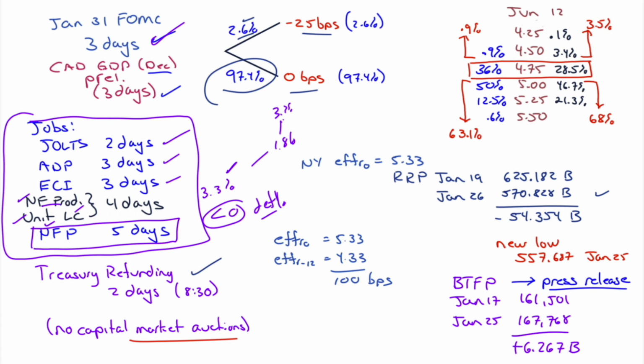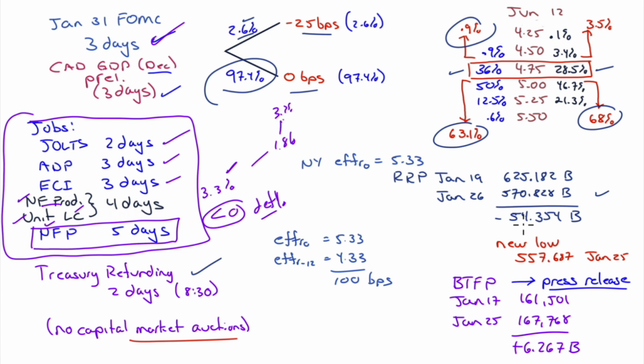As far as the probabilities in the market go, it didn't really change that much. 3 cuts by June, 36% probability, up from 28.5. And no more than 2 cuts, either 0, 1, or 2 cuts, was 68%, now down to 63. But having more than 3 cuts by June is almost non-existent now.